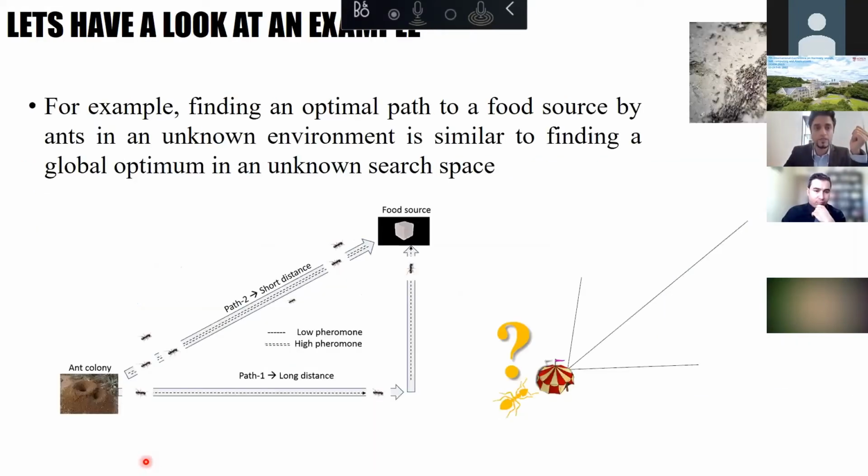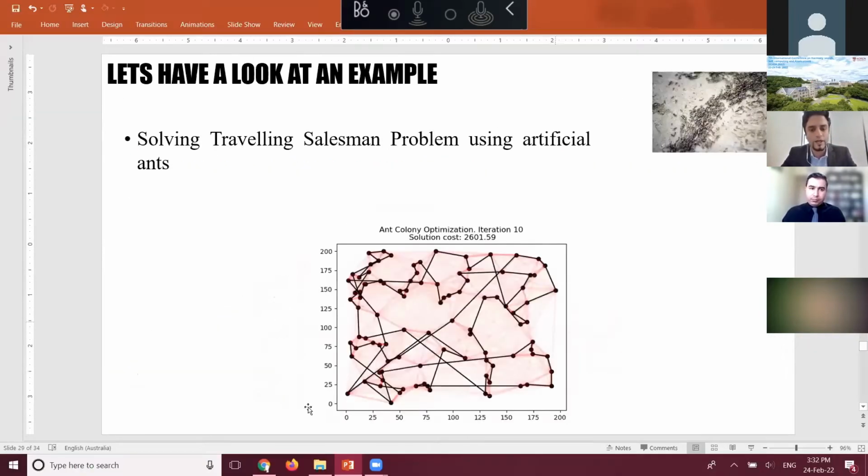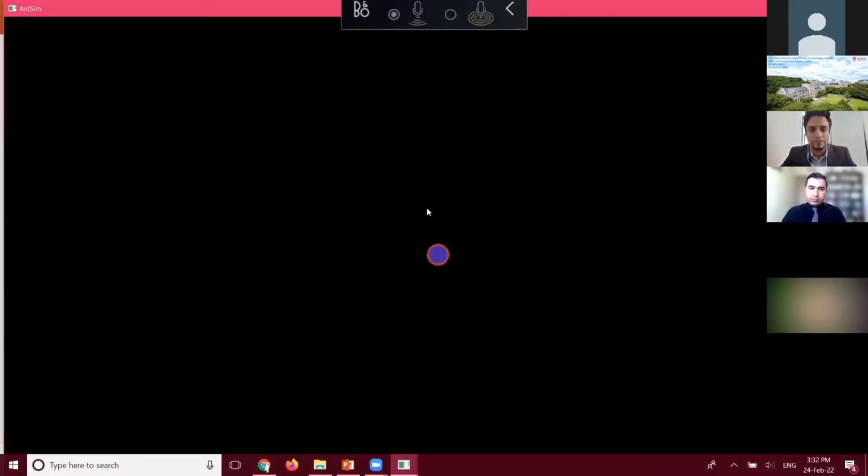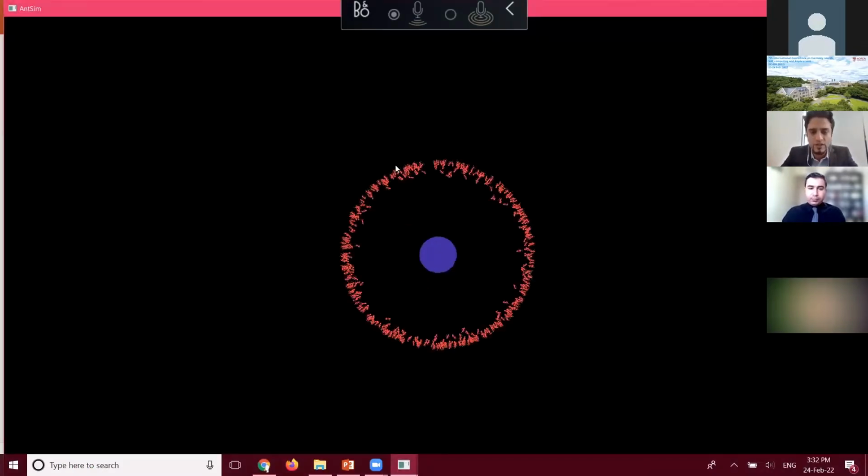Finding an optimal path to a food source by ants in an unknown environment is similar to finding a global optimum in an unknown search space, right? And they do that by laying pheromone on the ground and some sort of decision making over time. Just to show you a quick demo, and I'll probably finish in a few minutes. If you think about each of these individuals, they're quite small and simple. They just use some sort of random walk to go around.